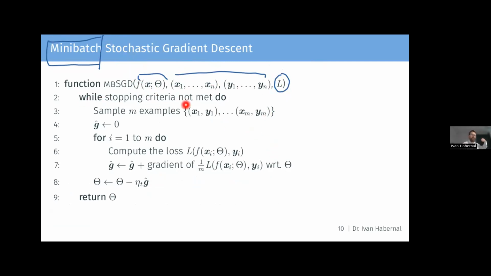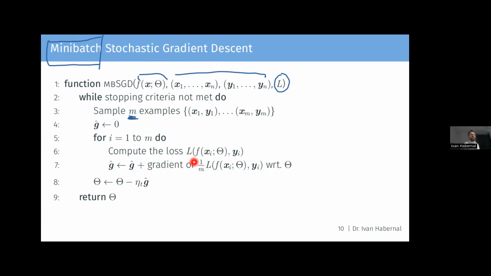So we have the same neural network, the function, the training data, and the loss. And again, we iterate while something. Then we're not picking just one training example, but we're picking m examples at a time, where m could be something from 1 upwards. If m is 1, then we're back to the online gradient descent. If m is more than 1, then we have a batch, or if it's small, we call it mini batch. And what you're going to do here is compute the loss for each example in the mini batch, as we did before, and then basically make the average gradient.